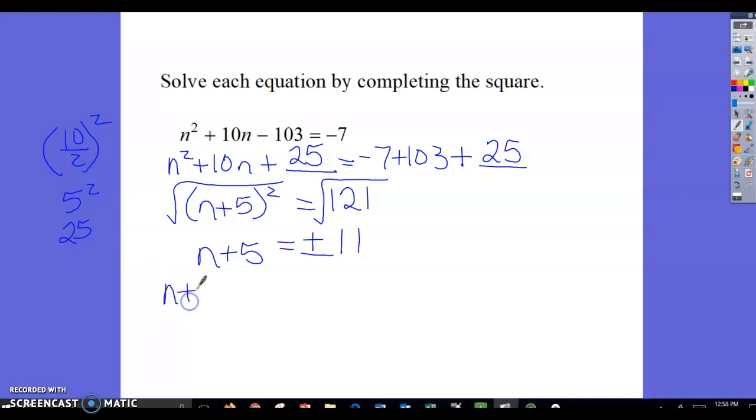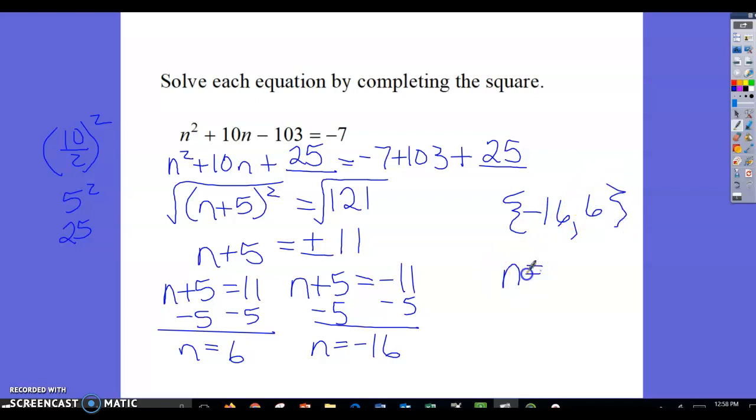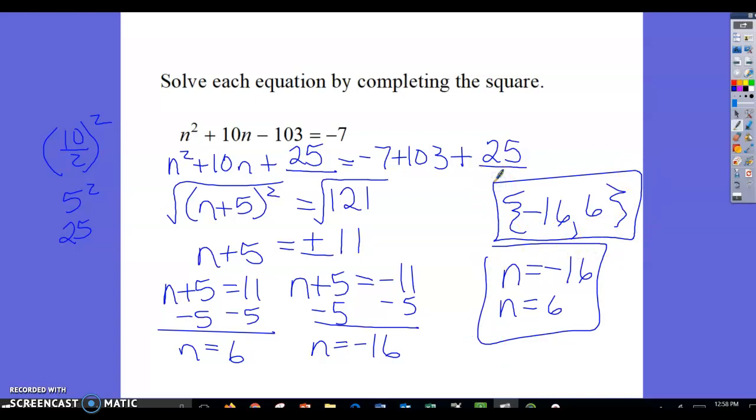All right, again, we're going to do n plus 5 equals 11. N plus 5 equals -11. Subtract 5: n equals 6 and n equals -16. So again, you can write it as a solution set. We normally put them in order from least to greatest. So we'll put the negative first, or you can simply write it as -16 and 6. So again, either way you want to write that is fine.